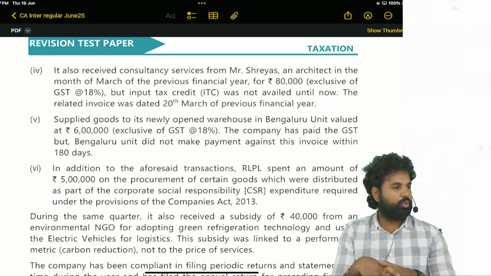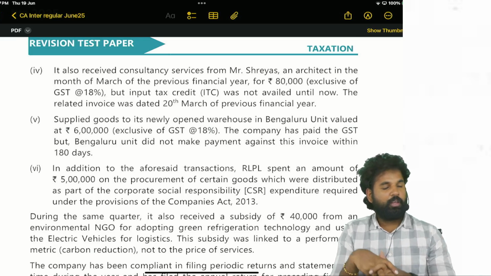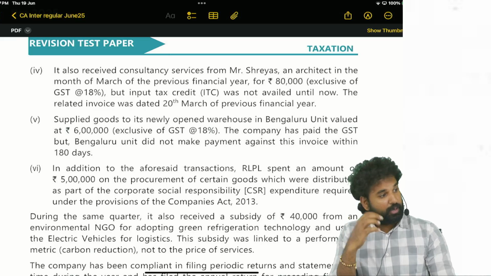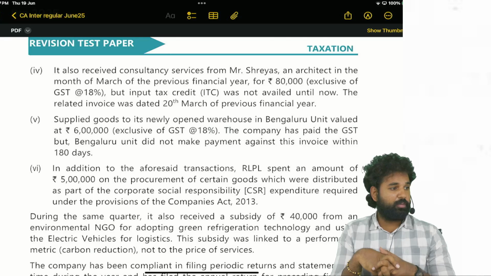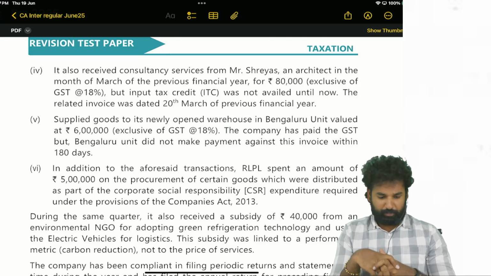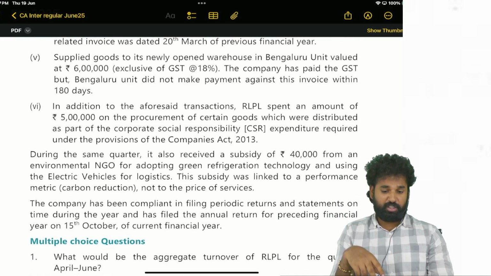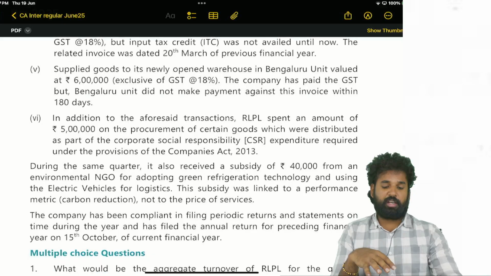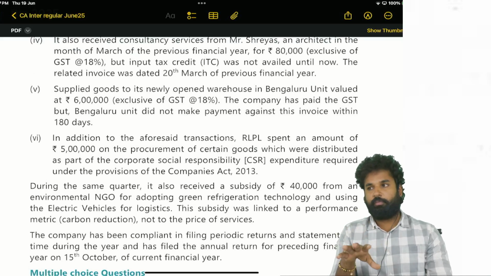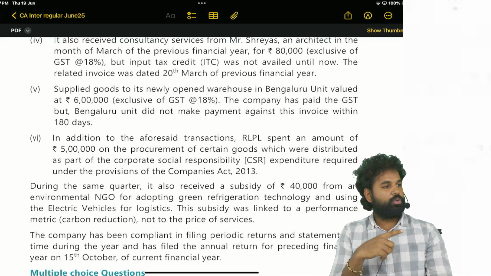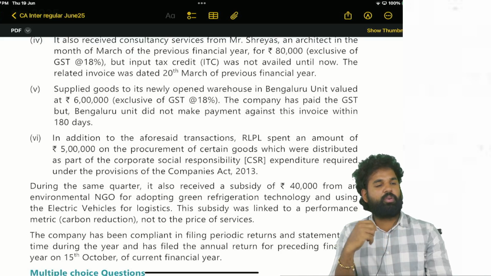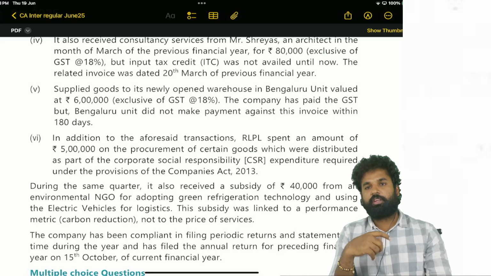Supplied goods to newly opened warehouse in Bengaluru unit, valued 6 lakhs. The company has paid the GST, but Bengaluru unit did not make the payment against this invoice within 180 days. Okay, next. In addition to the aforesaid transaction, see, this is a transaction between distinct persons. See, supplied goods to its newly opened warehouse in Bengaluru unit. Okay, that means transaction between distinct persons.